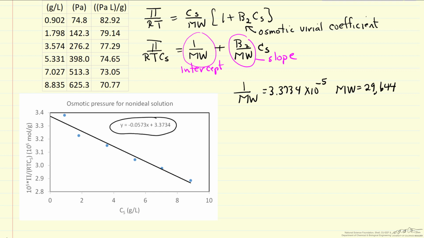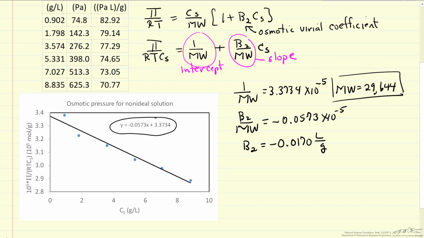So likewise, I can use the slope to get the virial coefficient. So B2 over molecular weight is the slope, and minus 0.0573, again times 10 to the minus 5 because of the scale we picked. And so when I substitute in molecular weight, solve for B2, minus 0.0170 liters per gram. So molecular weight of the enzyme and this virial coefficient, because the solution is not ideal, the equation says as we go to lower and lower concentration, we approach the ideal solution. And that's how we're getting the molecular weight.